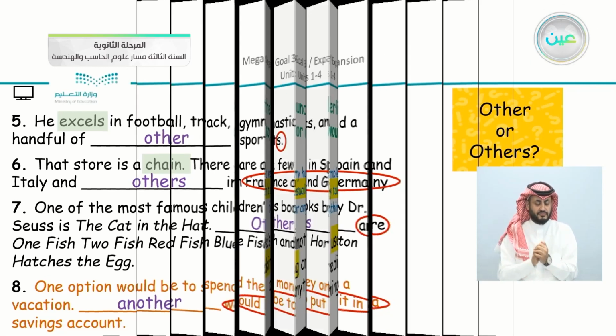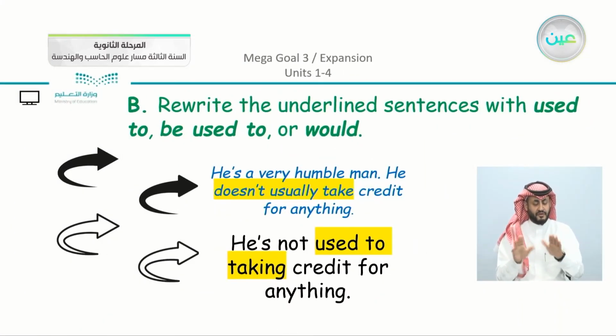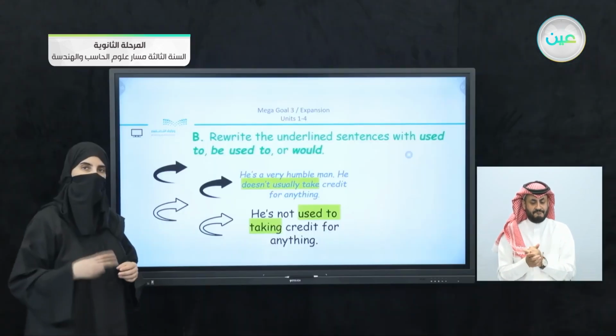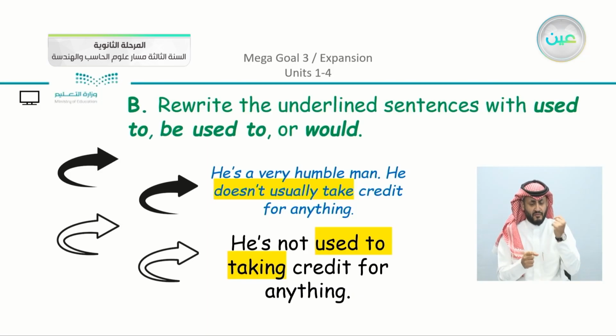So we have here finished the first exercise. Now coming to the second exercise, we have to rewrite the underlined sentences with used to, be used to, or would. For example, he's a very humble man. He doesn't usually take credit for anything. Now we are going to apply one of the words that we have here in the grammar that we took in Unit 2. He's not used to taking credit for anything.